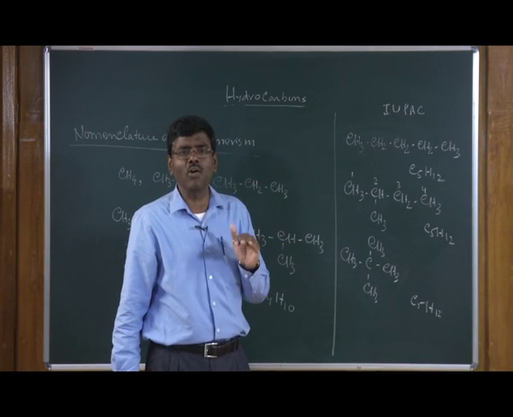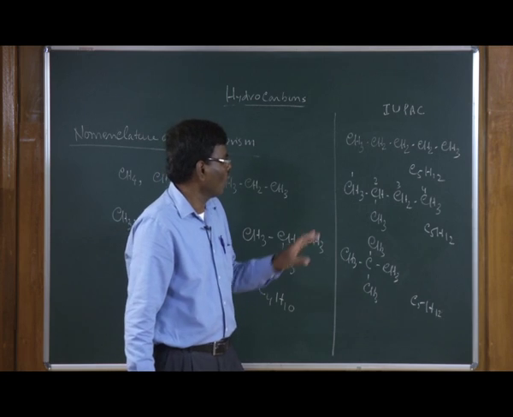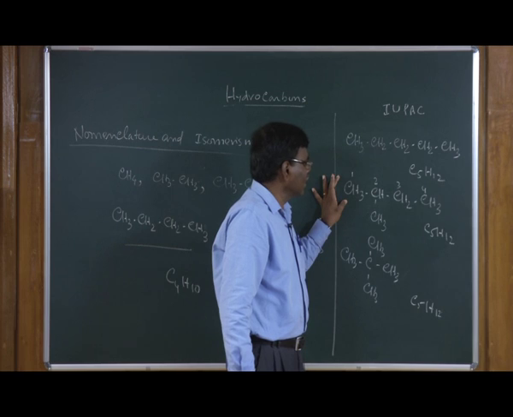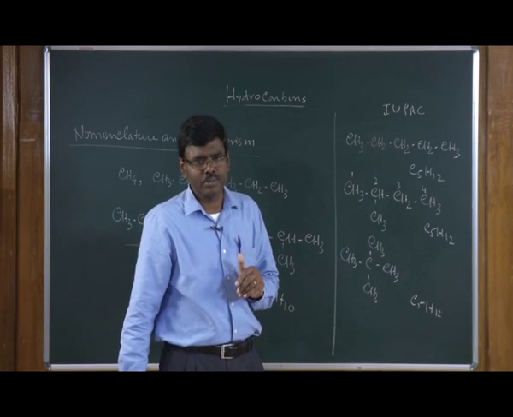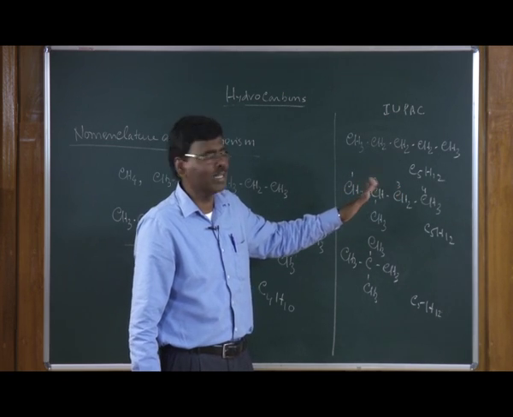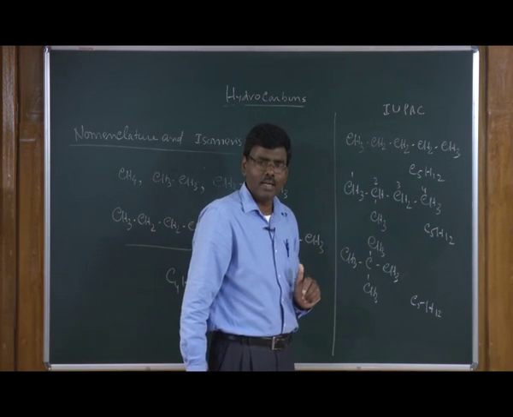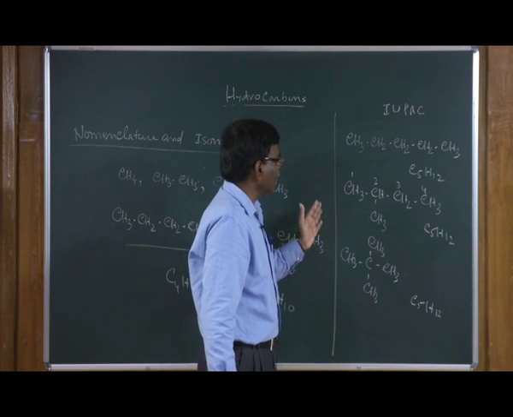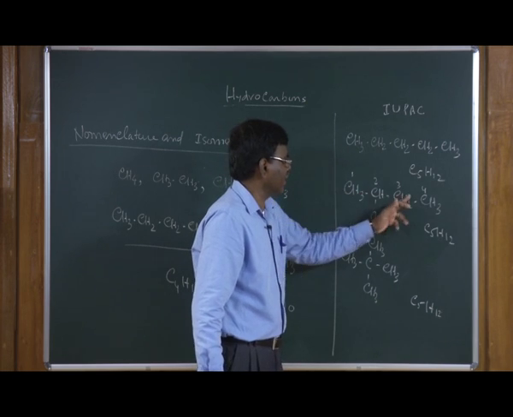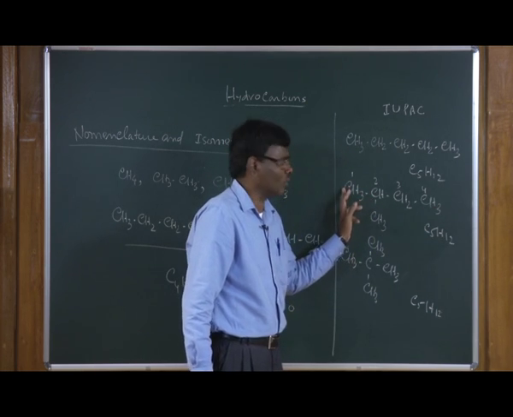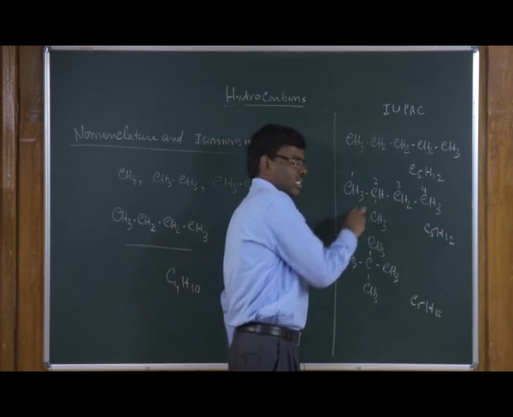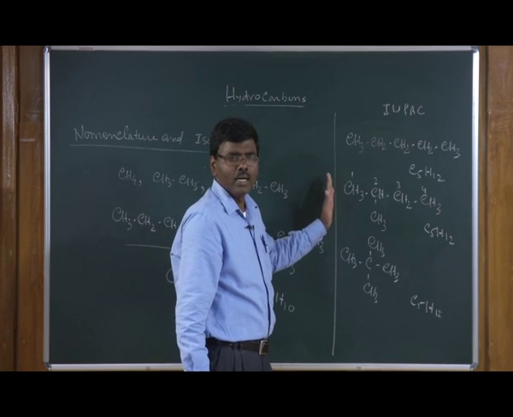You have to find out the longest chain in the molecule. Once you find the longest chain, you have to start numbering the compound. First you have to find the longest chain, then you start numbering it. There are two ways you can start numbering, from here or there. You have to start numbering where the substitution is present closer to the end.